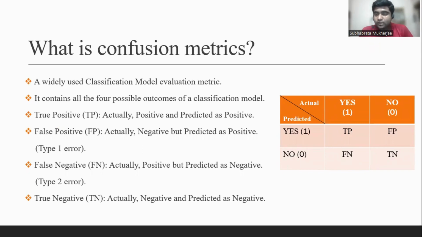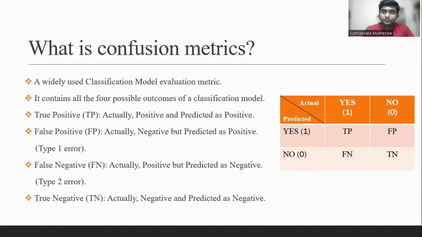Now there will be 4 elements in a confusion matrix. These are true positive, false positive, false negative, and true negative. True positives are the values which are actually positive and predicted as positive. False positives are actually negative values, but our model has predicted them to be positive. False negatives are the values which are actually positive, but have been predicted to be negative. And true negatives are actually negative, and our model has also predicted them as negative.